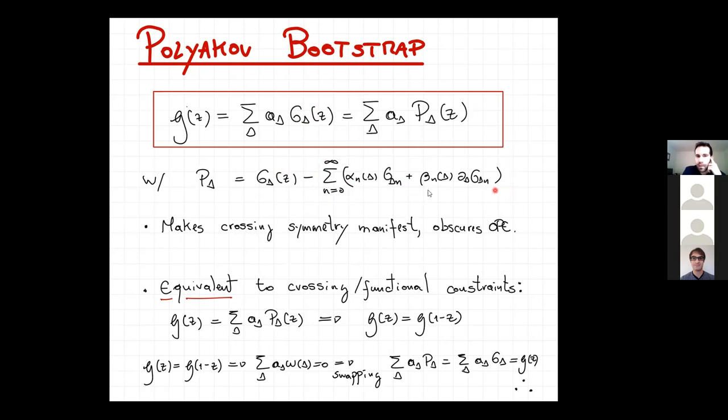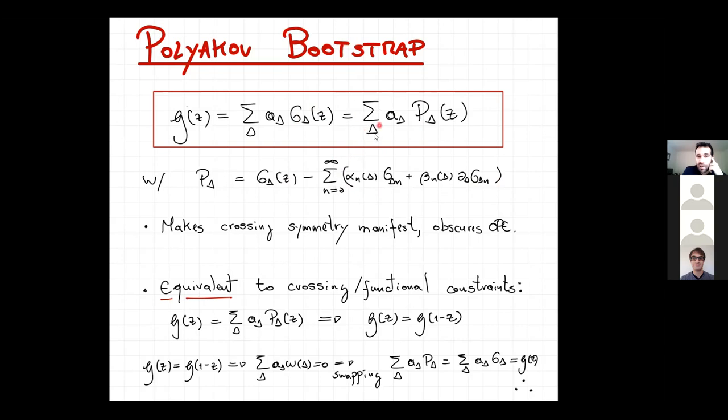So what is the point of this expansion? The point is that this expansion is not manifestly crossing symmetric, because the conformal block is not crossing symmetric by itself, but the Polyakov blocks are. So when you write the correlator like this, you have an expansion which is manifestly crossing symmetric. However, what you lose is the OPE. The OPE is not correct because here on the right you'll get the same conformal blocks that were here, but then there are these extra terms. And these extra terms will have to cancel out in the full sum.